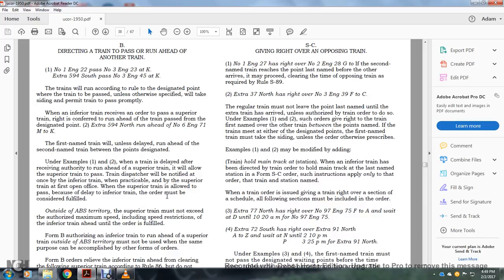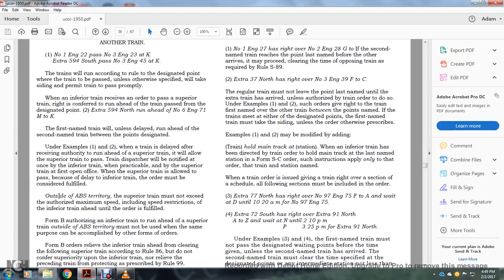Number 2: Extra 594 North runs ahead of the number 6 engine 711 at M to K. The first named train will, unless delayed, run ahead of the second named train between these designated points under examples 1 and 2. When the train is delayed, receiving the authority to run ahead of the superior train will allow the superior to pass. The train dispatcher will notify the inferior train where practicable with the superior train, and the first open order of the superior train is allowed to pass because of the delay of the inferior train, and the pass is considered fulfilled.